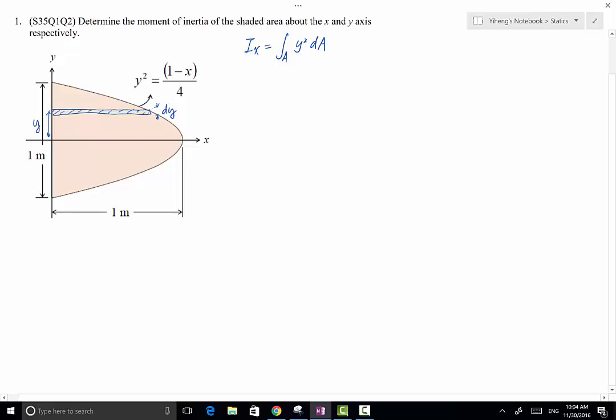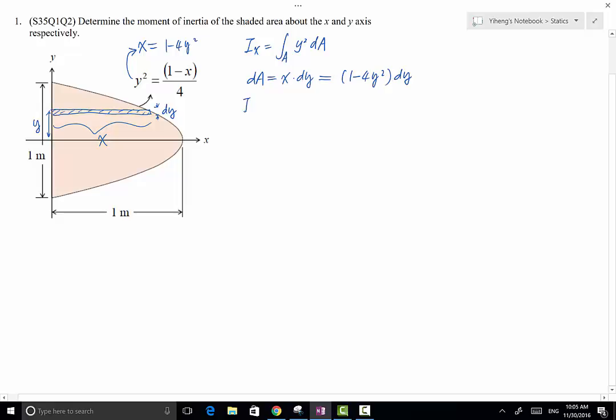So we will have dA equals the area of this rectangle. The length is x, the height is dy, and because we're going to integrate with respect to y, we need to rewrite x in terms of y. So we have this formula right here, y squared equals (1 minus x) over 4, therefore 1 minus x equals 4y squared, therefore x equals 1 minus 4y squared. Therefore, our dA equals x dy, which is (1 minus 4y squared) dy.